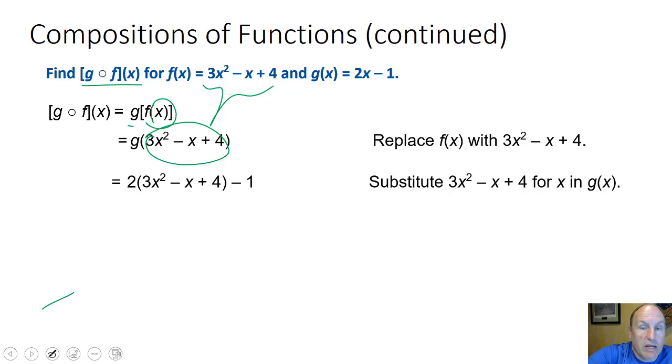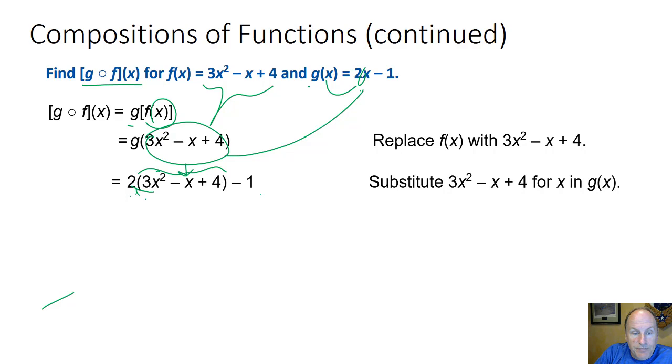So everywhere in g of x we have an x, that x is no longer the input. It's now f of x, which is 3x squared minus x plus 4. So instead of 2 times x minus 1, we have 2 times f of x minus 1. And that's where these terms here come from: 2 times quantity 3x squared minus x plus 4, minus 1. And now it's a matter of distributing that 2 and combining our like terms to get our answer.